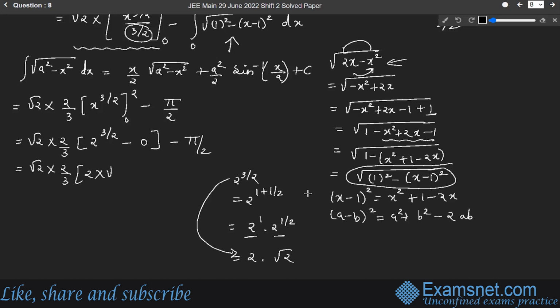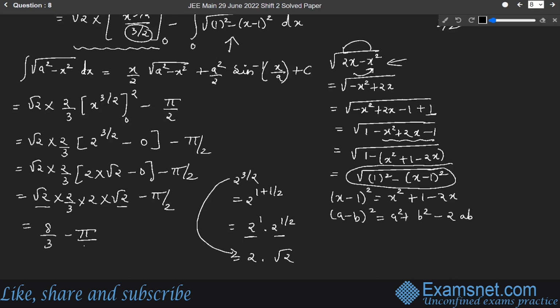So, 2 into root 2 minus 0 and minus pi by 2. So it will be equal to root 2 into 2 by 3 into 2 into root 2 minus pi by 2. Root 2 into root 2 is 2. 2 into 2 is 4 and 4 into 2 is 8. So it will be 8 by 3 minus pi by 2. This is the exact value of the integral part of the left hand side.